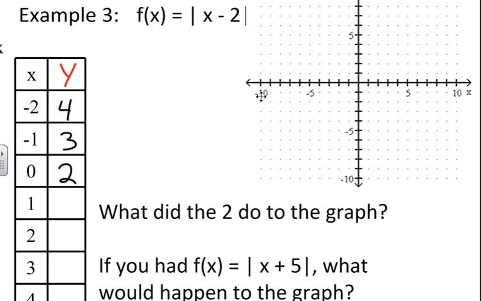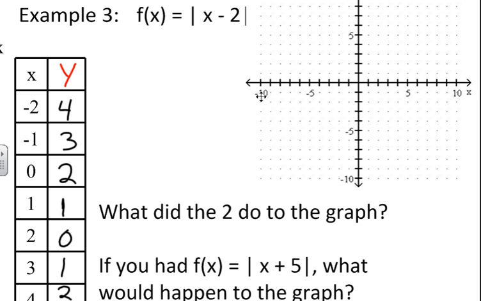Y is, when x is 1, put the wrong one there, sorry. When x is 1, y is 1. When x is 2, y is 0. When x is 3, y is 1. And when x is 4, y is 2. So let's go ahead and plot that.